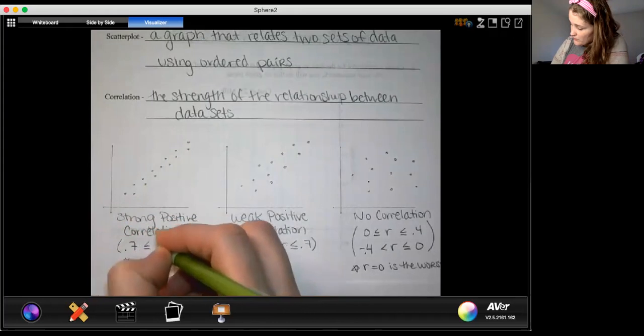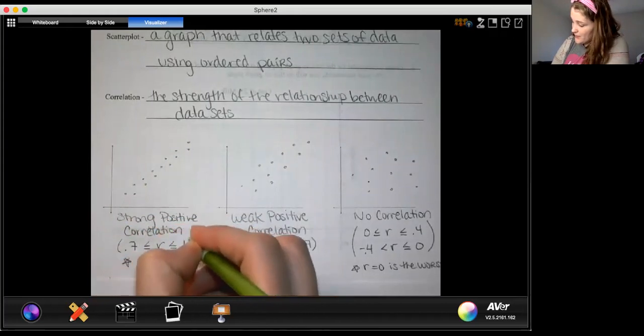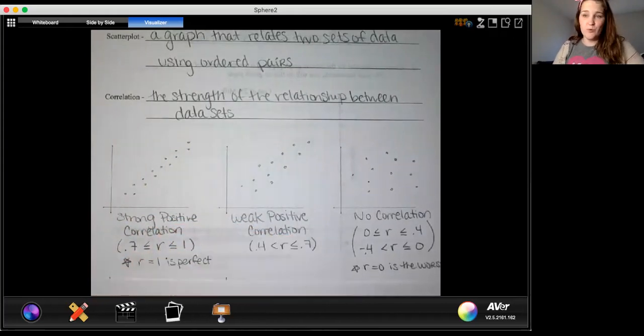Now, what we use in our calculator to help us judge our correlation when we're doing the calculator steps is something called the correlation coefficient. And I'll have something down here to write for that in just a second. But it is R in the calculator, a lowercase r, and it indicates how strong or weak correlation is.